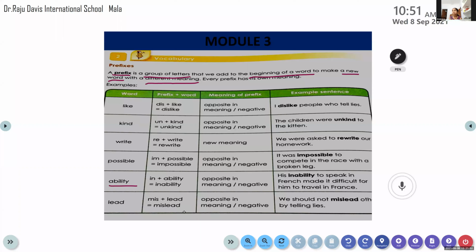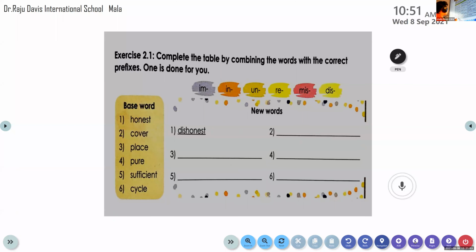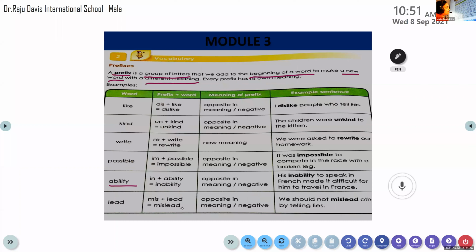Look, we got a new word. What is the new word that we got by adding the prefix mis? Look here at the table. The word is lead. We added mis to it and we got a new word: mislead. We added the prefix mis to the word and we got the new word mislead. And the antonym of lead is mislead. What is the antonym of lead?